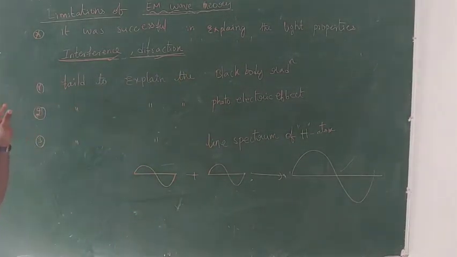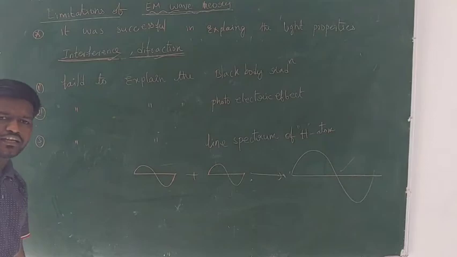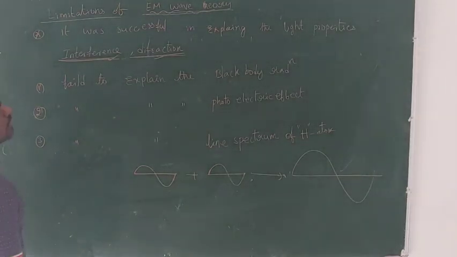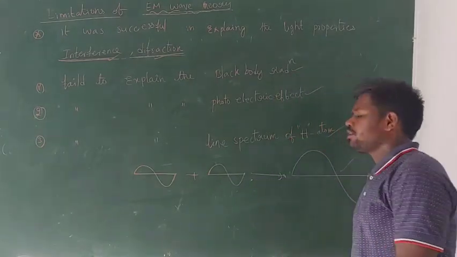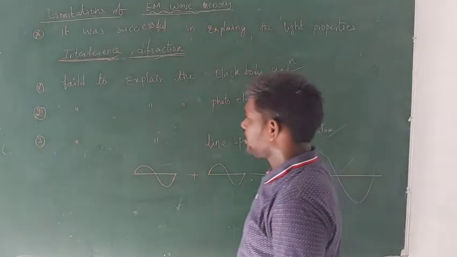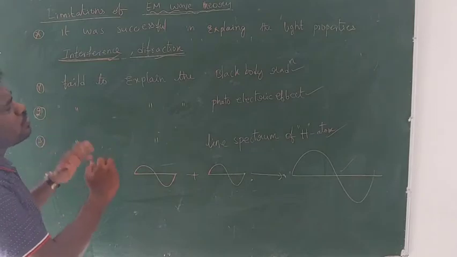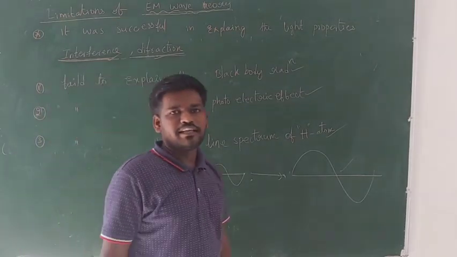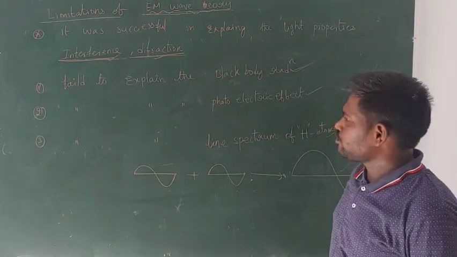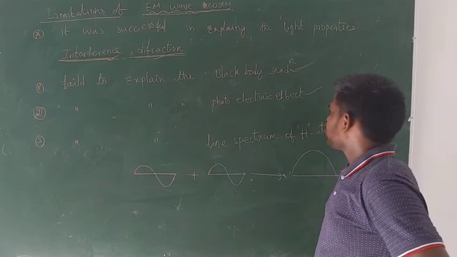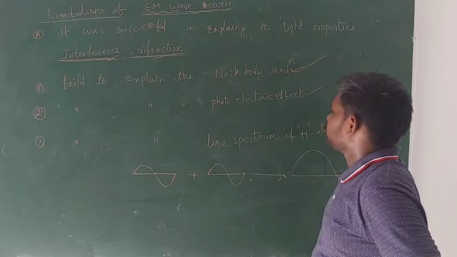So based on wave nature, this theory successfully explained the interference and diffraction of light. But it failed to explain black body radiation, the photoelectric effect, and the line spectrum of the hydrogen atom. Why did it fail to explain these phenomena? Because it ignores the particle nature of radiation. That's why it failed to explain black body radiation and the remaining two phenomena also. So now let us try to understand black body radiation.